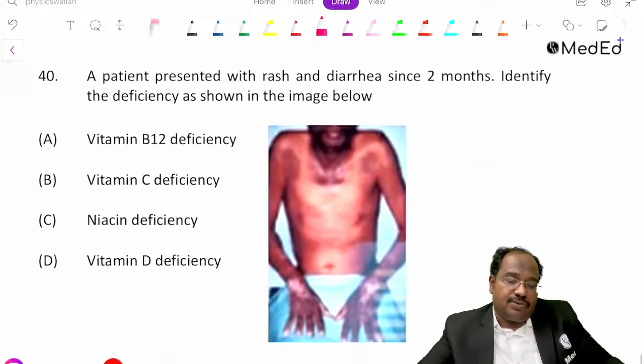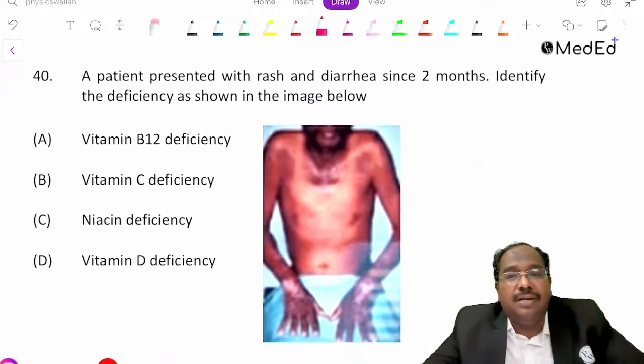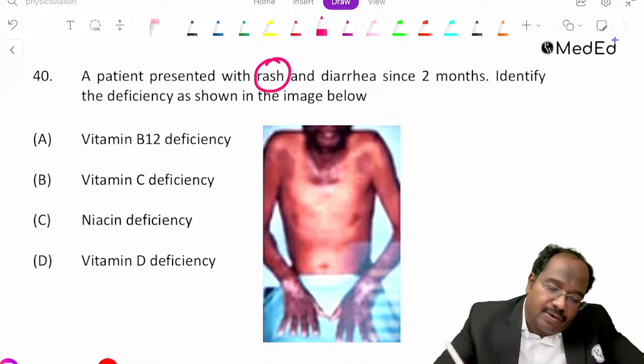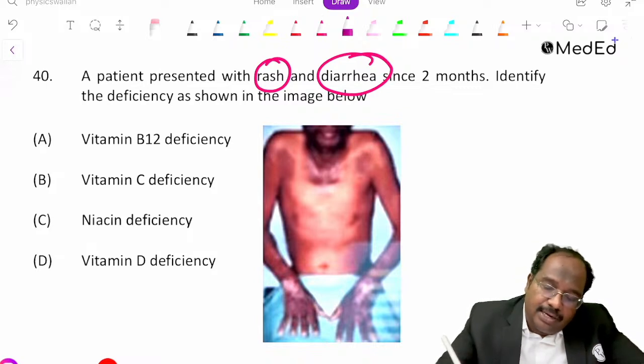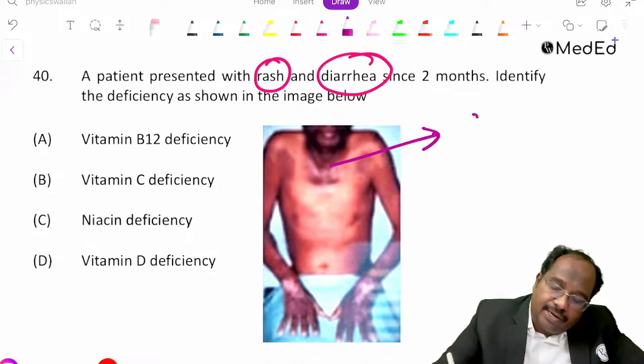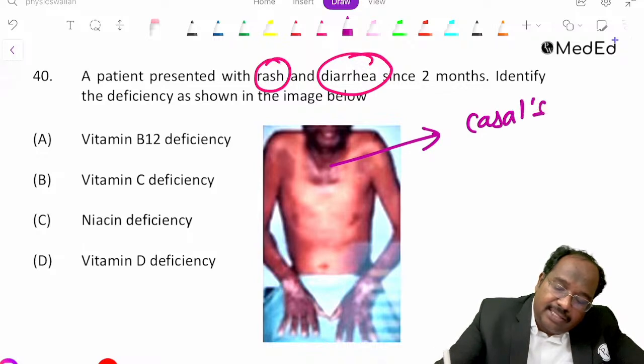What is the answer for this question? It is a multiple times asked question. Diarrhea is there, rash is there. That is the clue they have given. Okay, rash, diarrhea. This is dermatitis. This we call Casal's necklace.